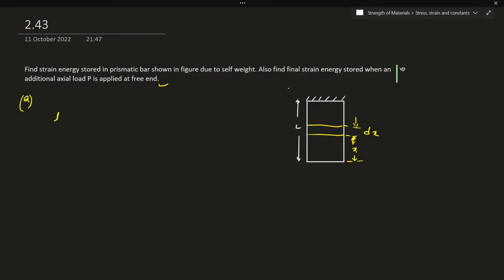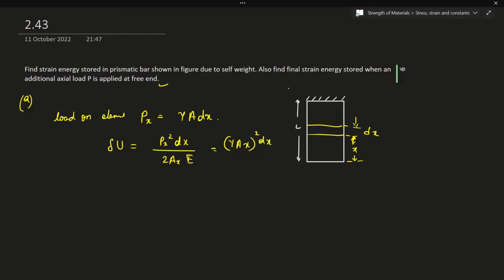Now what will be the load on the element? Px is given by gamma into A into x, right? Now what would be the strain energy on this element? So delta U is given by Px square into dx divided by 2 Ax into E. Now if I substitute all the formulas in this, I'm going to have gamma A into x whole square into dx divided by 2 into A into E.